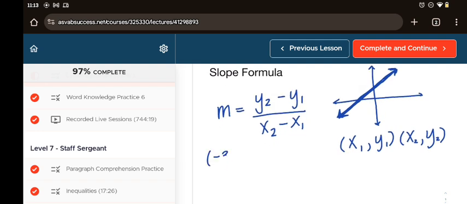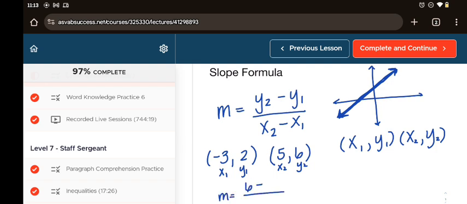It's very easy. Let's say our 2 points are -3, 2, and 5, 6. These are our 2 sets of points. We're going to label them x1, y1, x2, y2, so that it's easy to put things in the right place and we don't get lost. Now we're going to plug into our equation. M, or the slope, equals y2, which is 6, minus y1, which is 2, over x2, that's 5, minus x1, -3.